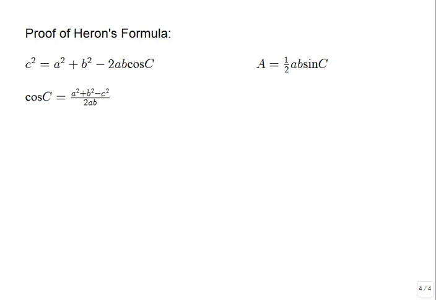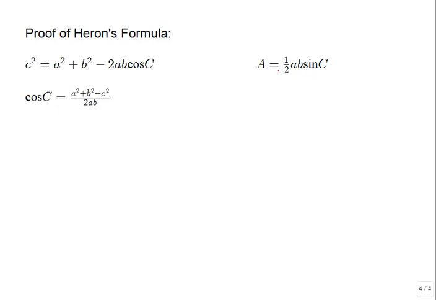So the proof of Heron's formula requires using a couple of things that we've already learned. We're going to use the law of cosines, which is this formula right here, c squared equals a squared plus b squared minus 2ab cosine c. If you solve this for cosine c by subtracting the a squared and the b squared and then dividing by negative 2ab, you get this expression right here, and we're going to use that a little bit later on.